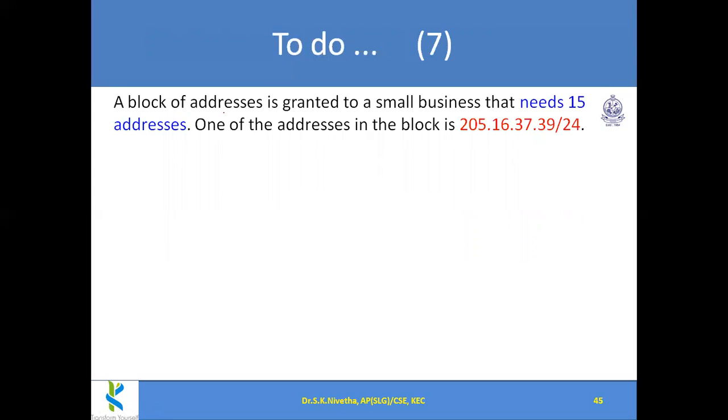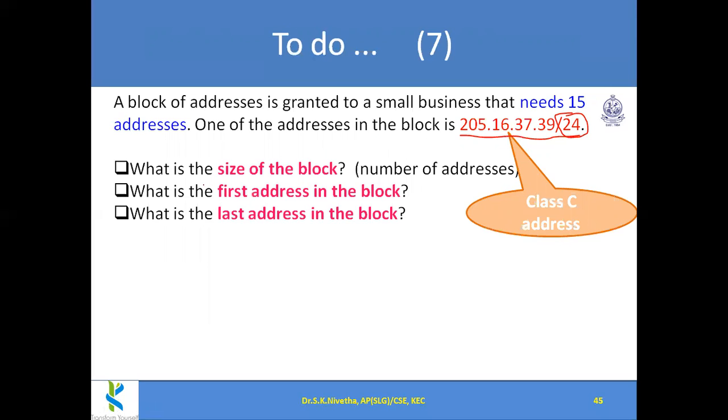Now, a block of addresses is granted to a small business that needs 15 addresses. One of the addresses in the block is 205.15.37.39/24. Now, this is a class C address. By simply seeing this, we could guess, so it is a class C address. So the question here is, what is the size of the block? That is, how many addresses are there? Second, what is the first address in the block? And what is the last address in the block? So this we have to identify.